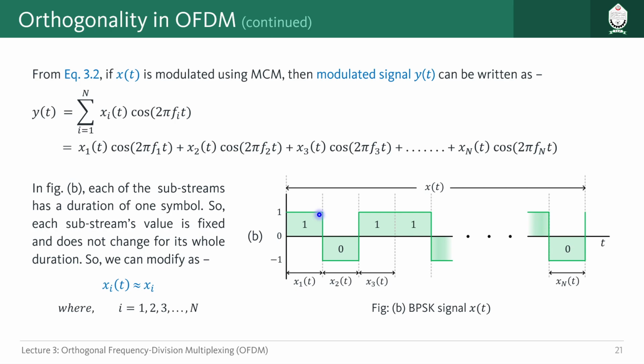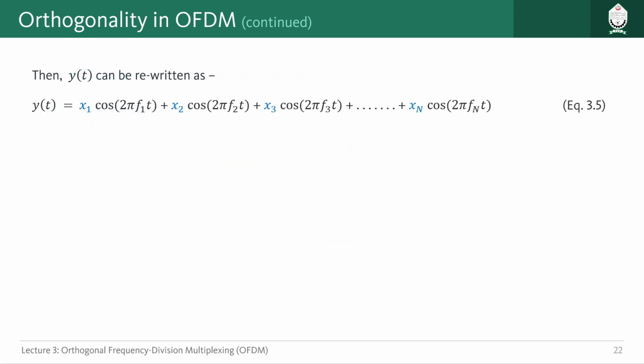That means we can just simply say xi of t can be said as xi only, without this t portion, because for that whole duration these substreams are not changing. It is constant and not changing with respect to time. So this assumption will be used here. In each of these cases we can just omit the t portion, right? So that is done here. So y of t can be rewritten like this, where x1, x2, x3, up to xn are without any time dependent portion.